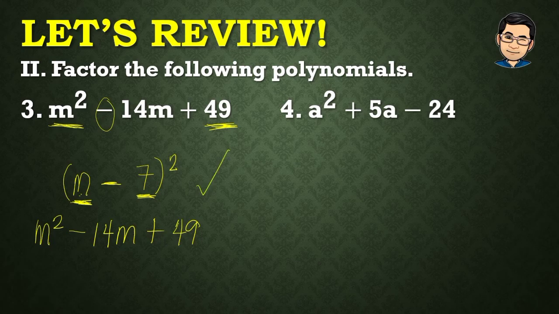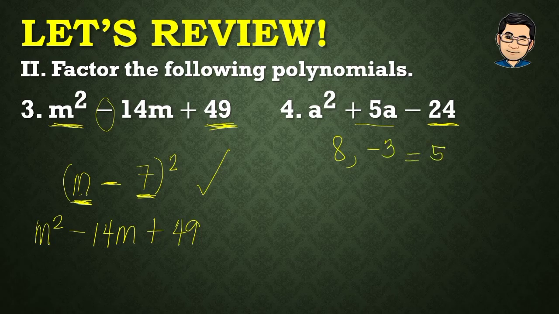And then, the last one, a squared plus 5a minus 24. Ito naman, factoring general quadratic trinomial. So, kukunin natin yung factors ng negative 24 na kapag pinag-add natin sila, lilitaw ang coefficient ng b, yung nasa middle term. So, what are the factors of negative 24 that will give a sum of positive 5? So, ang factors niya is 8 and then negative 3. Kapag pinag-add natin ng 8 saka negative 3, lilitaw positive 5.